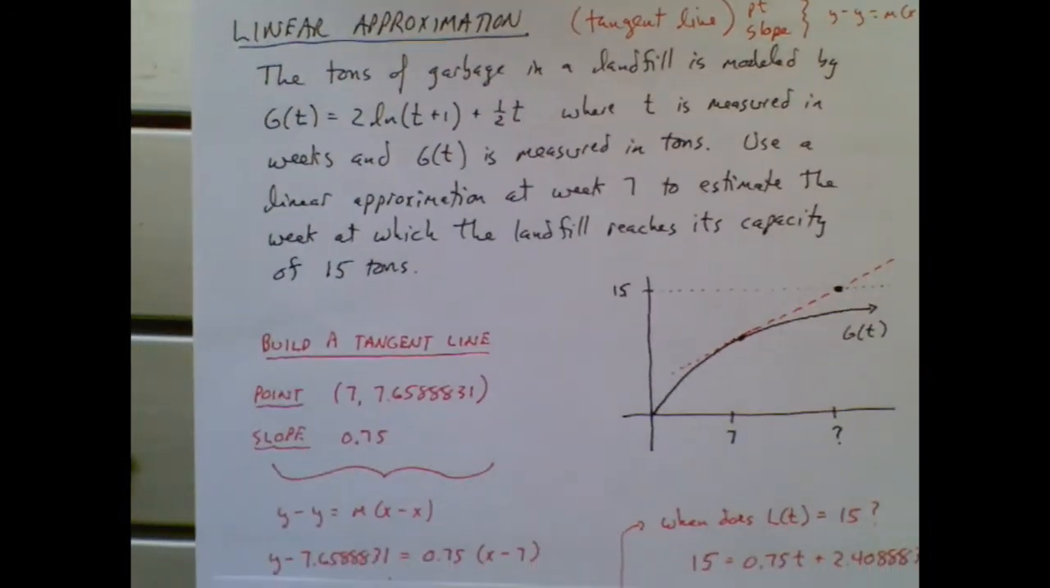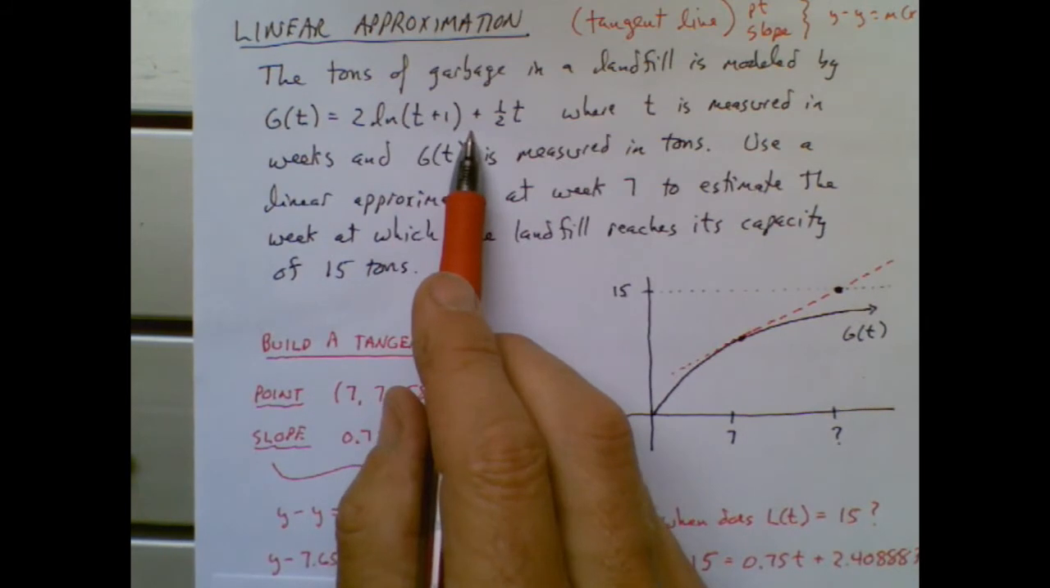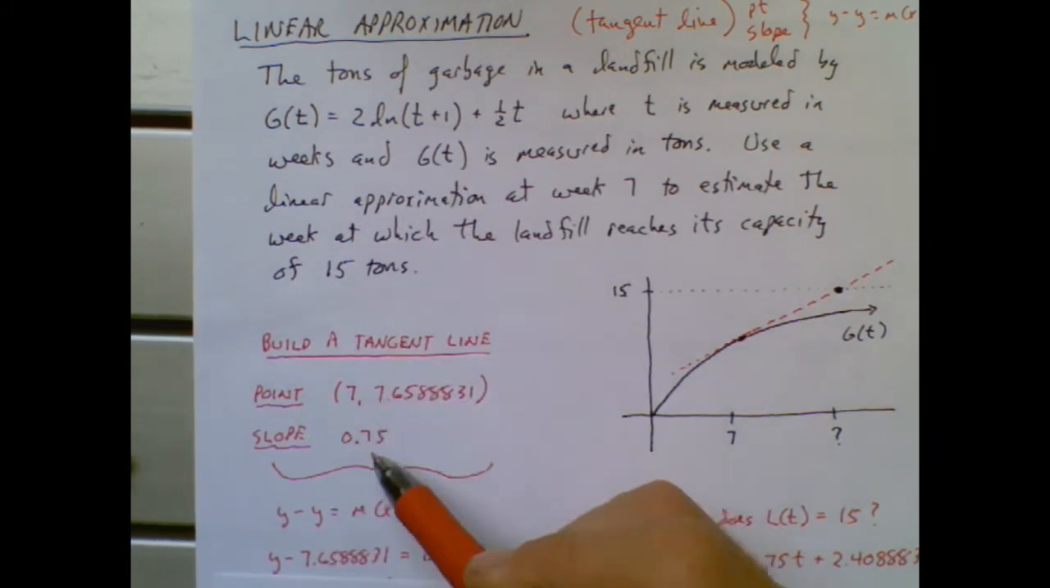Let's build a tangent line. To do that, I need a point and a slope. So what I would do, this would be a calculator yes question, I would put this function into my y equals screen, and from there I can use the value option to get the y value and the dy dx option to get the slope.